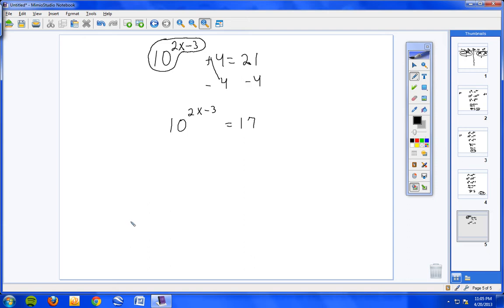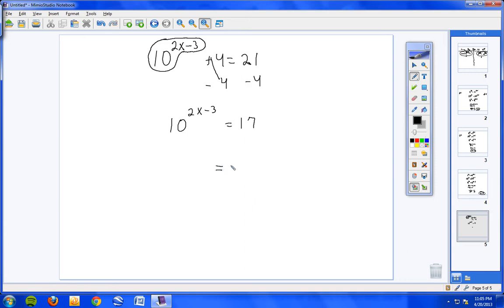Do you see that okay? Now the base and its exponent are isolated. They're all by themselves on one side. Let's go on to step 2. Step 2 says take the log of both sides. Now students, I really need you to listen to me carefully, please, okay?